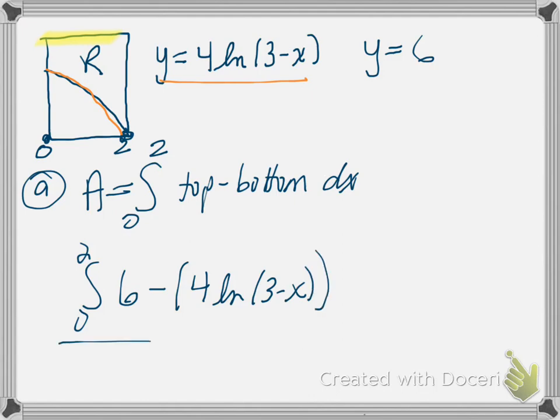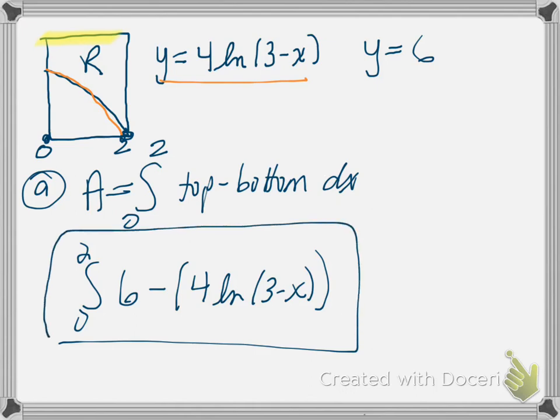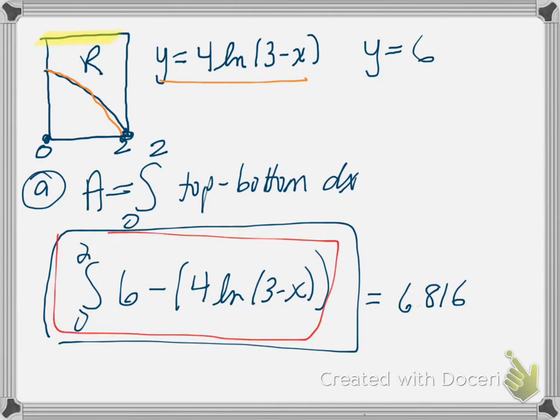Okay, so this is a calculator question. You're going to put this all in your calculator, and you should get 6.816. And the point values were as follows. If you set up the integral, that was worth 1 point, and then if you found the answer, that was 1 point.